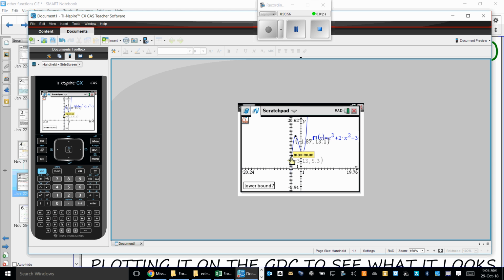Then once you've done that, it says upper bound. So you're going to then move your line so that it covers or shades the maximum point.